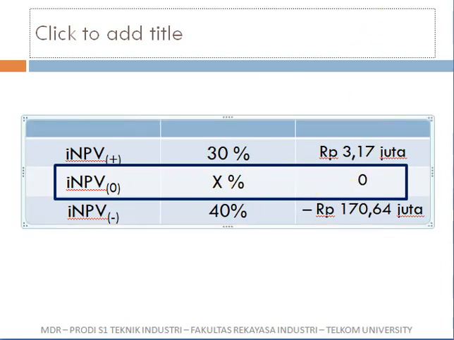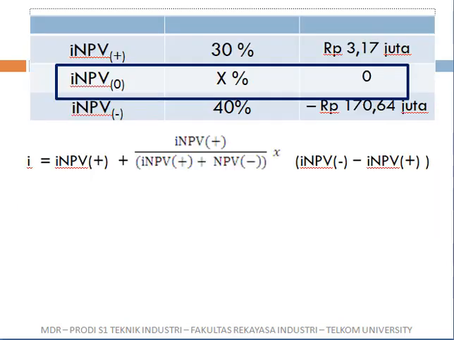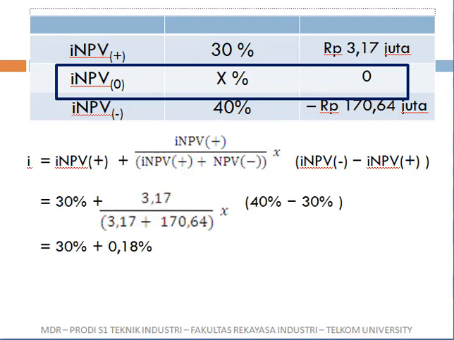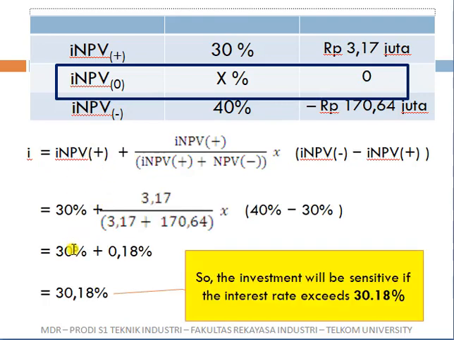Now we are going to implement the interpolation. Using interpolation, we got the value 30.18%. So the investment will be very sensitive if the interest rate exceeds this level, which is 30.80%.